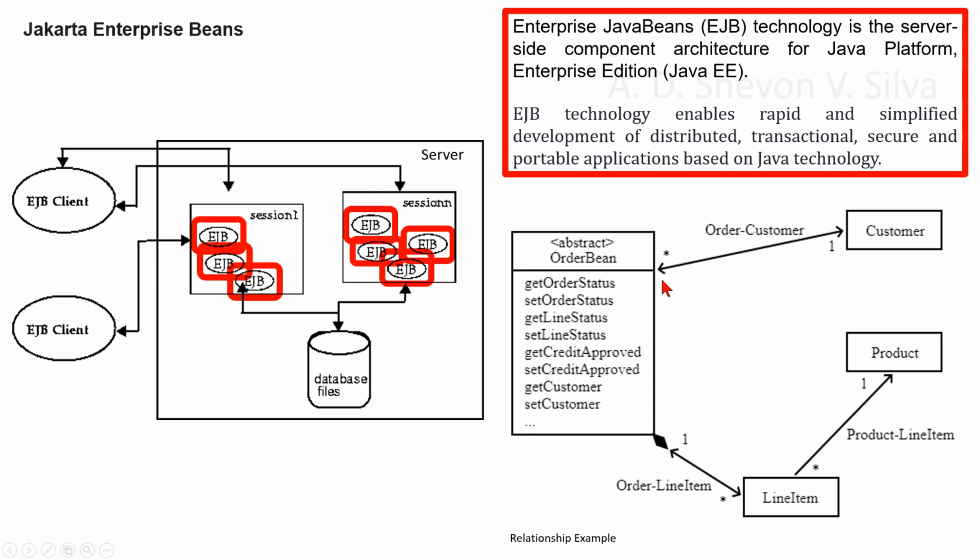One order bean can have one customer. The order bean and customer interact through the order-customer relationship here, and one customer can have many order beans.